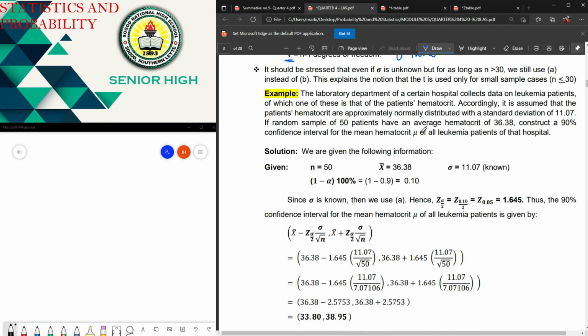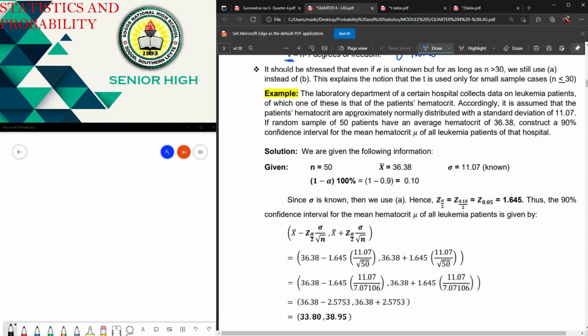The laboratory department of a certain hospital collects data on leukemia patients, one item being the patients' hematocrit. It is assumed that the patients' hematocrit are approximately normally distributed with a standard deviation of 11.07. If a random sample of 50 patients have an average hematocrit of 36.38, construct a 90% confidence interval of the mean hematocrit, where the mean is that of the population of all leukemia patients at that hospital.